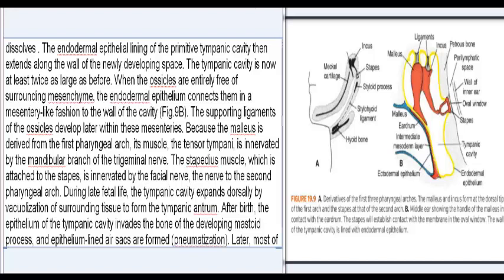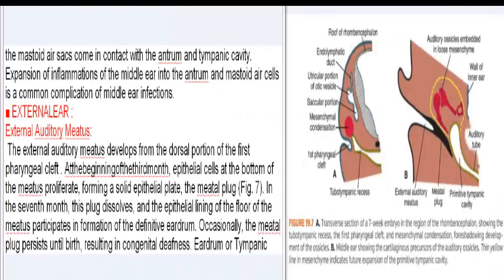pharyngeal arch. During late fetal life, the tympanic cavity expands dorsally by vacuolization of surrounding tissue to form the tympanic antrum. After birth, the epithelium of the tympanic cavity invades the bone of the developing mastoid process, and epithelium-lined air sacs are formed, pneumatization. Later, most of the mastoid air sacs come in contact with the antrum and tympanic cavity. Expansion of inflammations of the middle ear into the antrum and mastoid air cells is a common complication of middle ear infections.